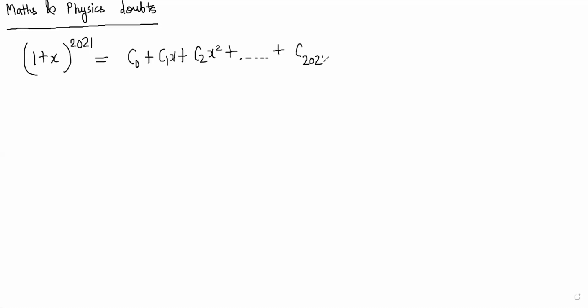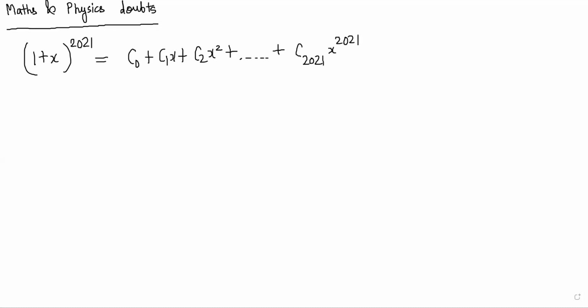1 plus x power 2021. Okay. First and second you got. Yes, sir. Okay. 1 plus x power 2021 is equal to, obviously, C0 plus C1x plus C2x square, till C2021 x power 2021.